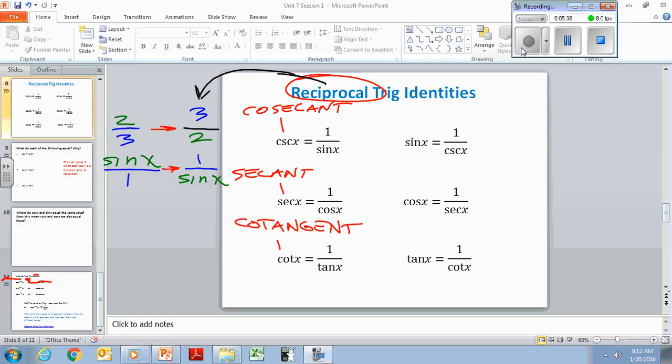It is cosecant. But math people, we don't like writing long words a lot of times. We like abbreviating, which is why we use the letter X for stuff. So we abbreviate it. Cosecant of X. That's what those letters are, cosecant of X.